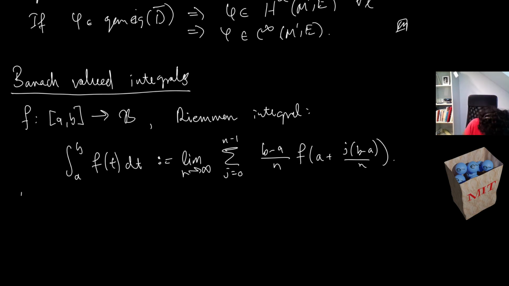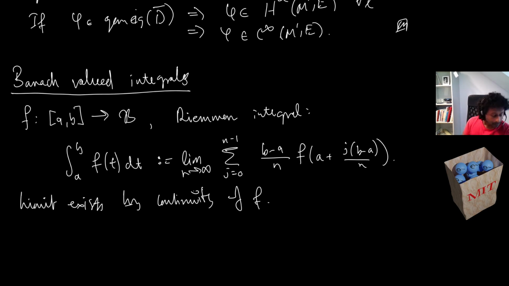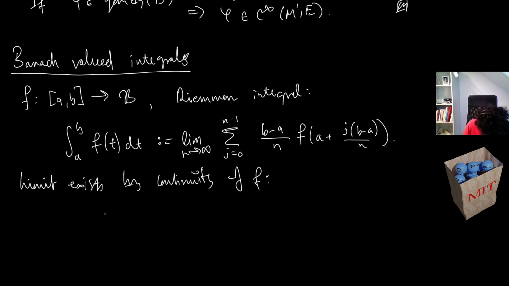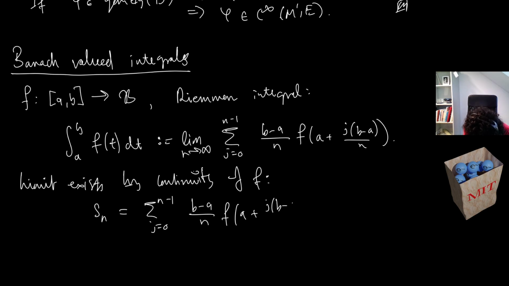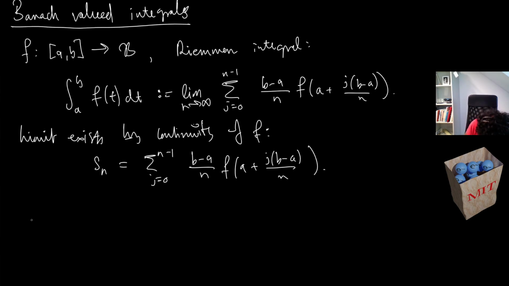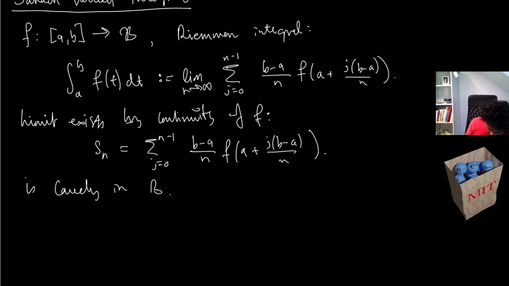So the limit exists by continuity of f. We just need to show, using continuity, that this sum, the sum to n minus 1 of (b minus a)/n times f of a plus j(b minus a)/n, is Cauchy in B, and completeness then gives us the limit. Okay, so that's the first. Maybe this should really be written as a definition.